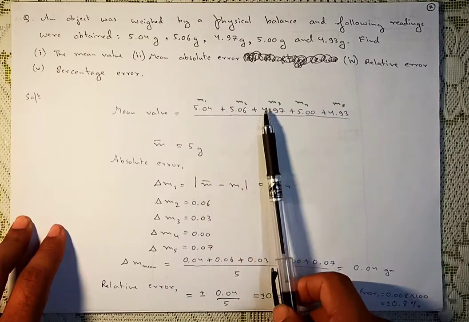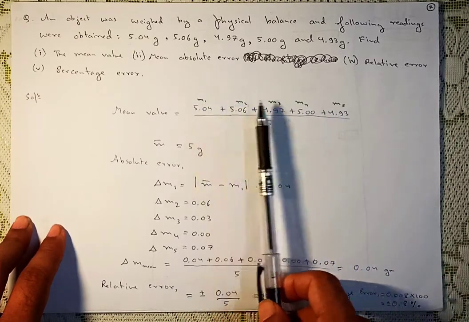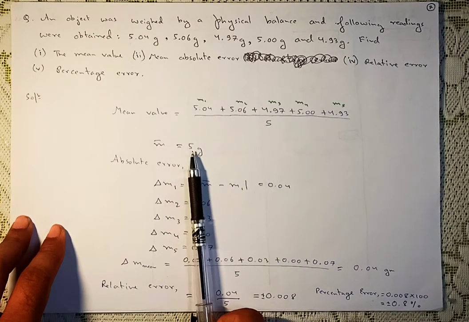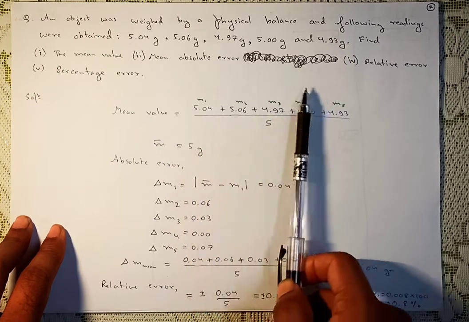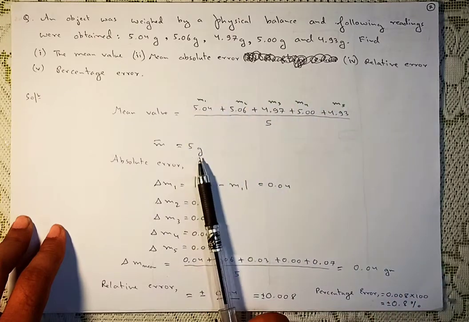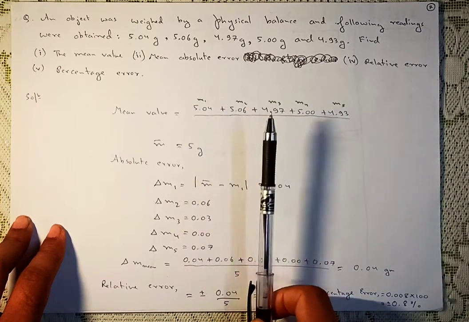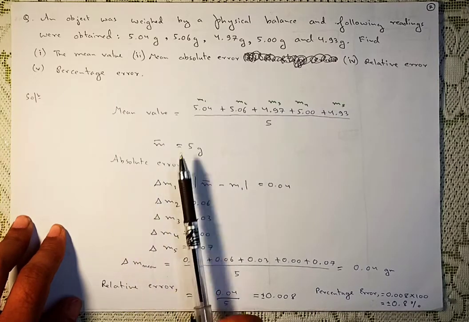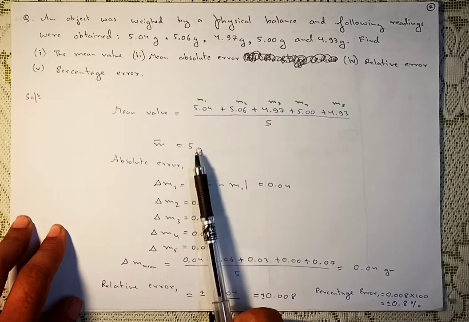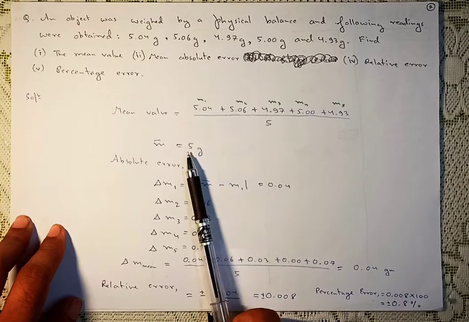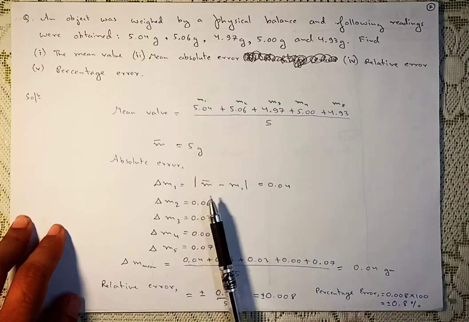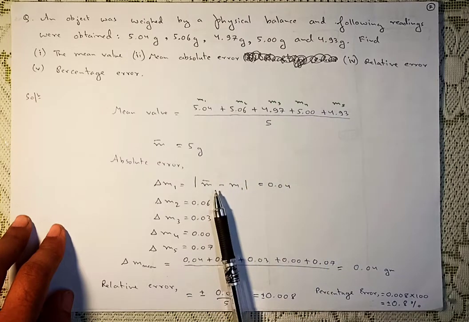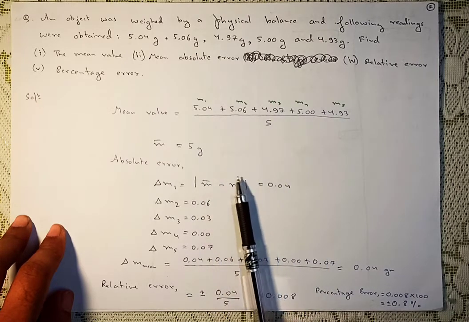Divide all this by 5, since there are 5 quantities. Therefore, you get the mean M to be 5 grams. Now apply absolute error. You have found the mean, and with respect to the mean you start doing the calculation.